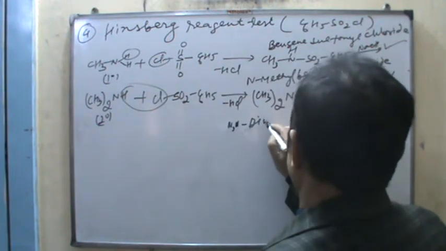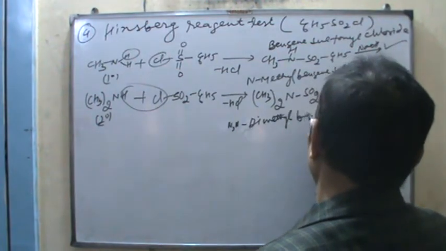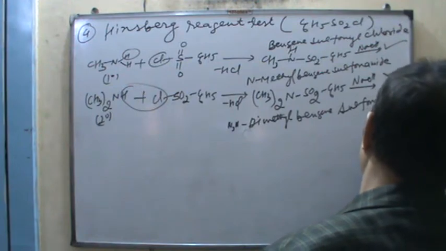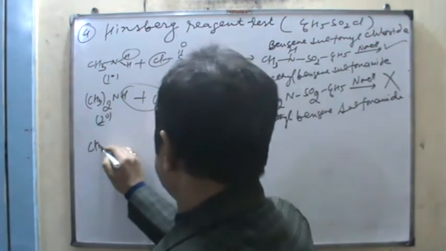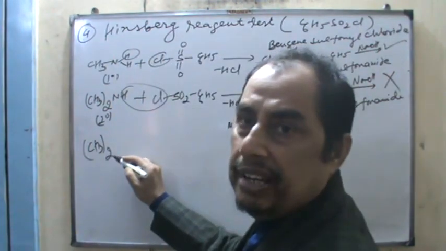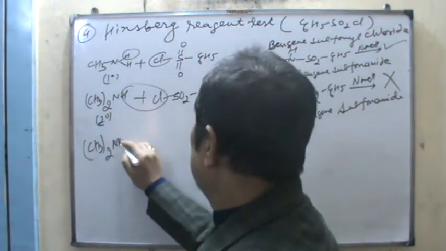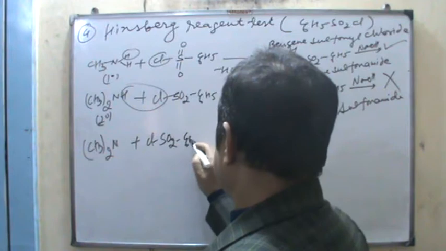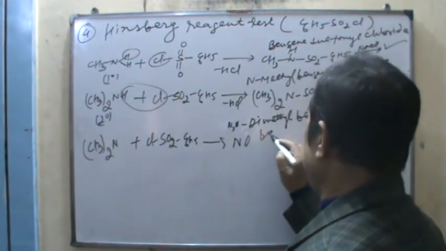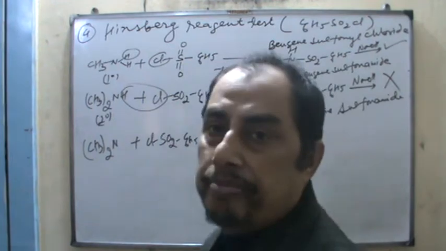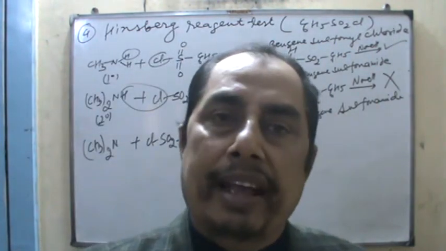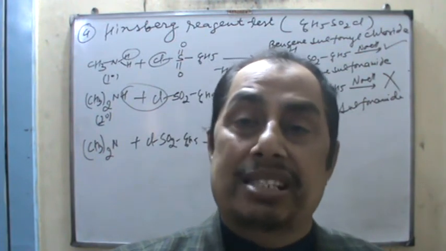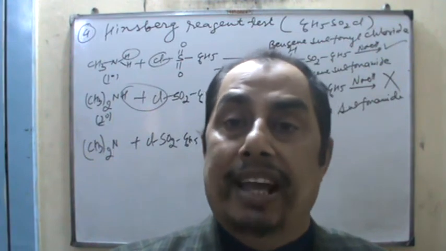So it is called N,N-dimethyl benzene sulfonamide. So far as a 3 degree amine is concerned, a trialkyl amine has no hydrogen, plus Cl SO2 C6H5. You write here no reaction. So this is the way you can distinguish between 1 degree, 2 degree and 3 degree amine by the Hinsberg reagent test. Hinsberg reagent is benzene sulfonyl chloride, C6H5 SO2 Cl.